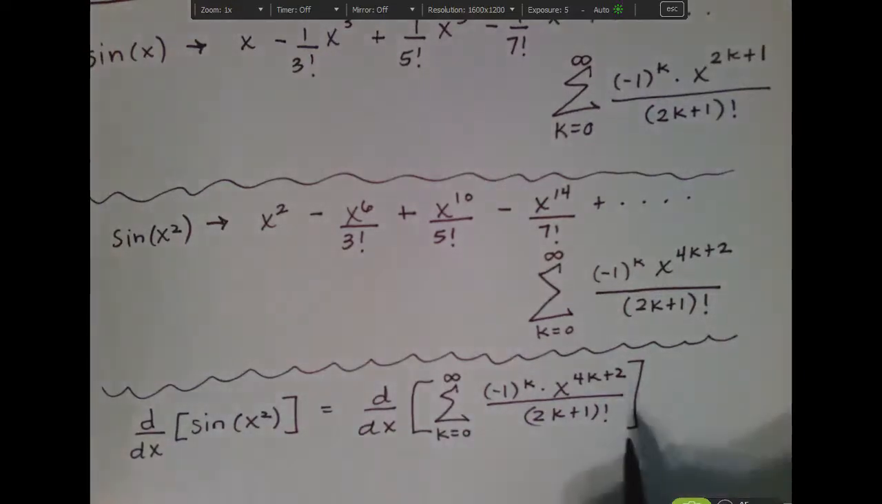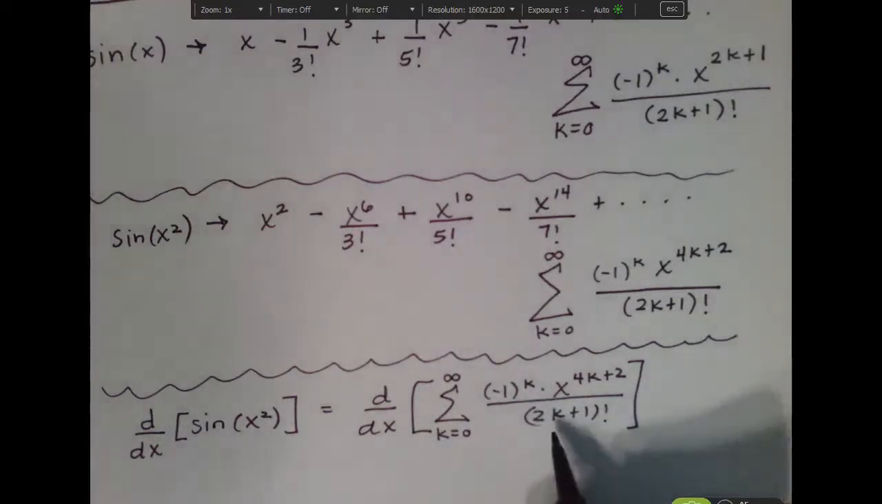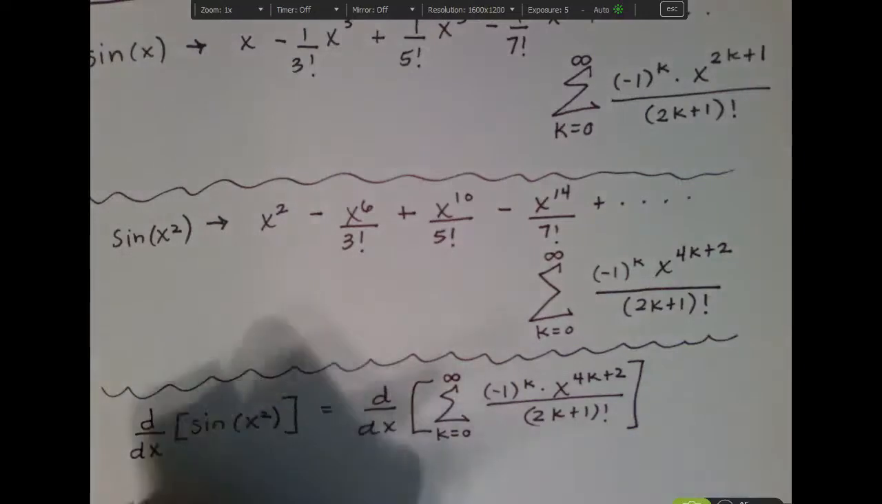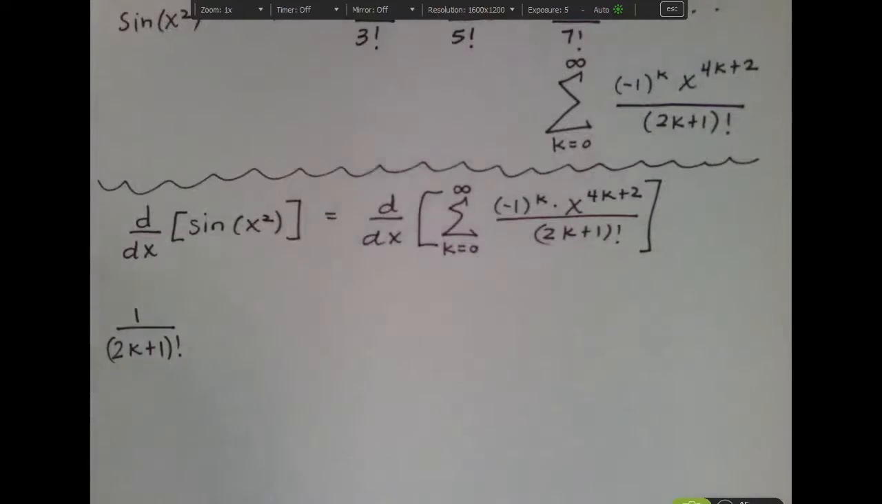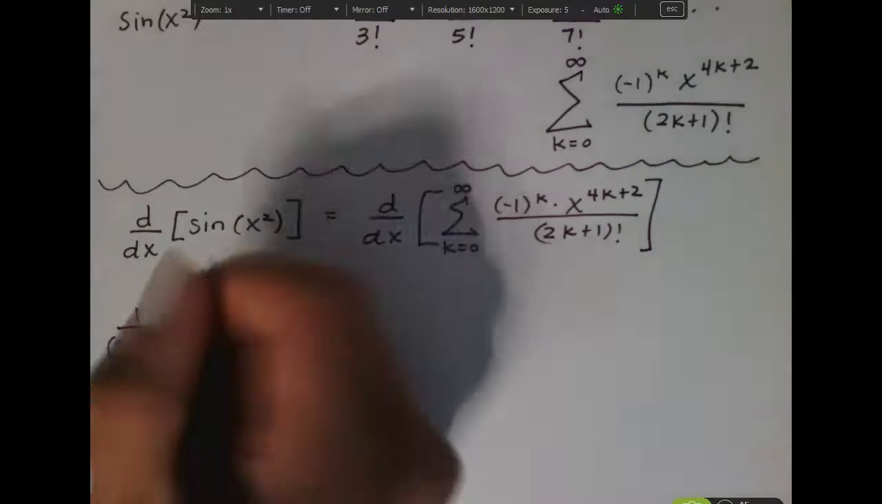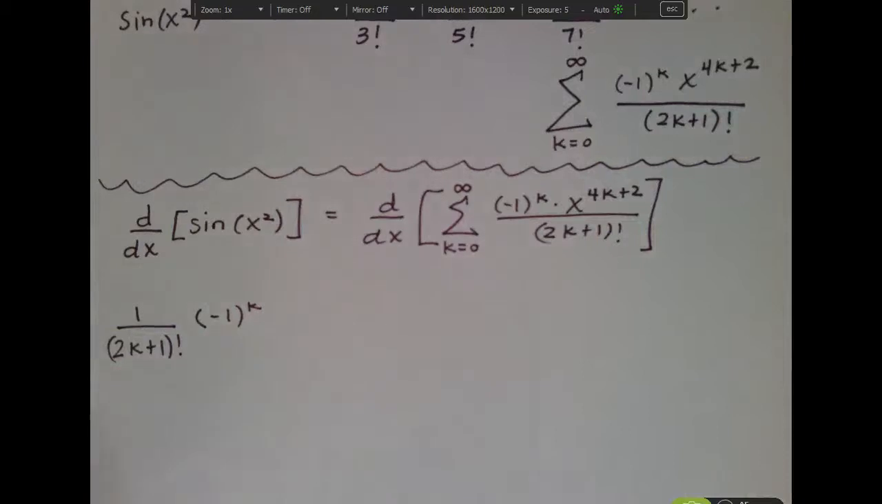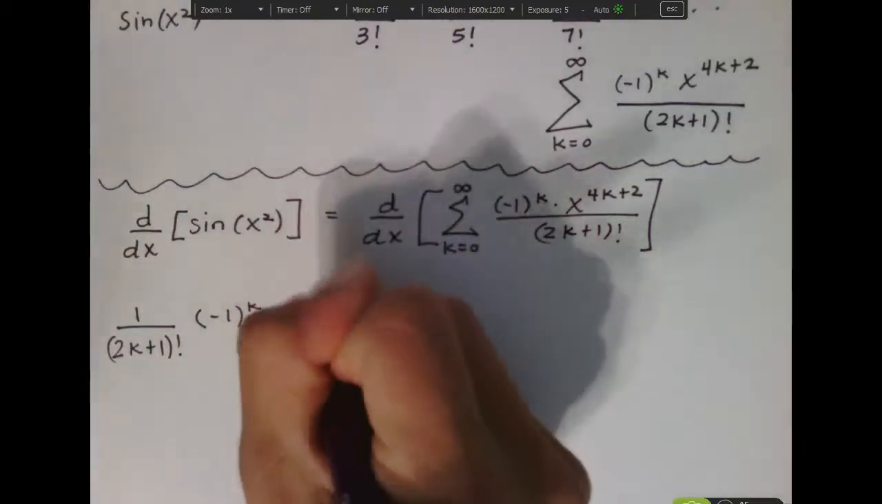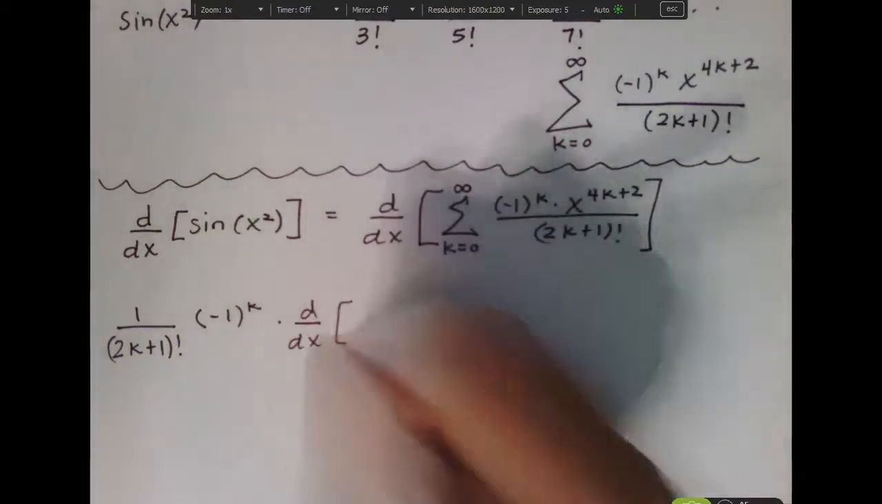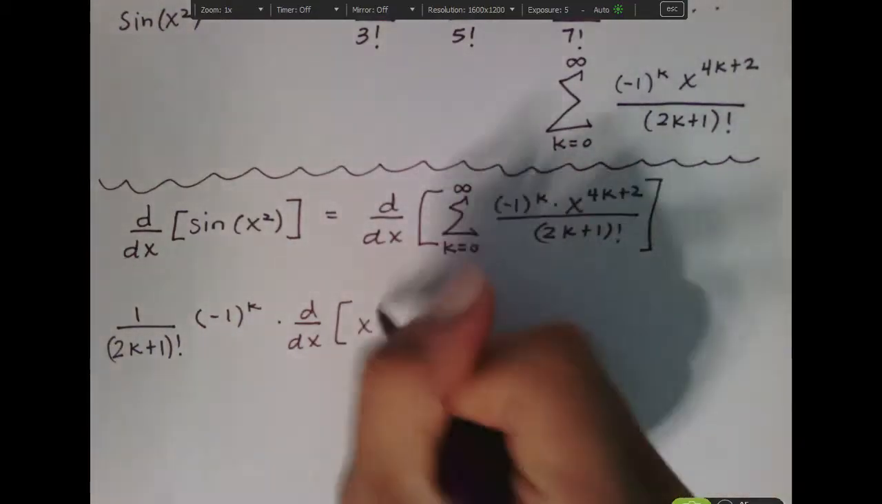Okay, so one of the things that I'm going to do, again, is remember that I have some constant multipliers, and I'm going to pull those out in front of my derivative. So 1 over 2k plus 1 factorial is a constant multiple. The only term that actually has any variables in it is x to the 4k plus 2. And then I'm also going to pull out my negative 1 to the k, because that is also a constant. It alternates between plus and minus 1, but still a constant.